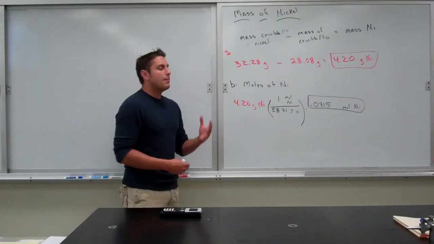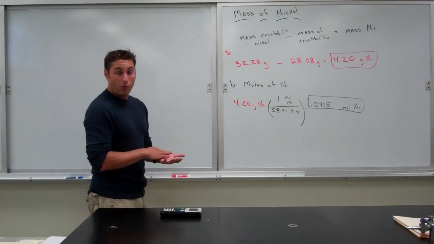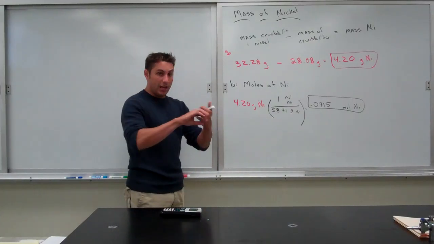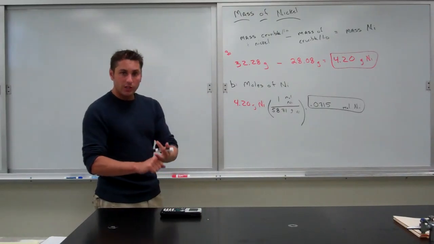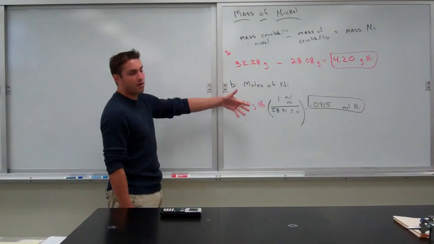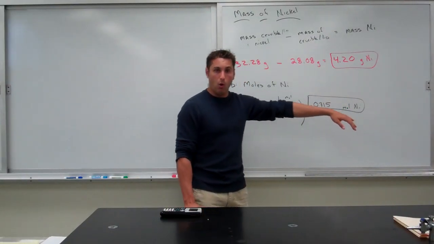And just to give you an idea about why we're proceeding through these steps, if you think about how an empirical formula problem works, that's the end goal. We always want to get grams of each element, then convert them to moles, then divide by the least, and then get whole numbers. Well, what we just did in our first 2 steps was get grams of nickel and convert it into moles.